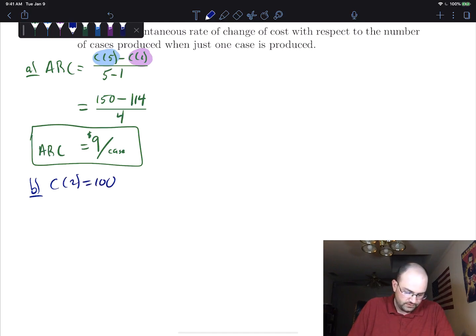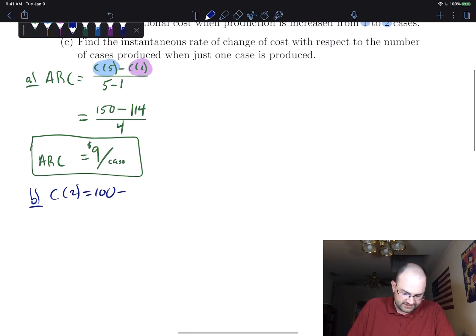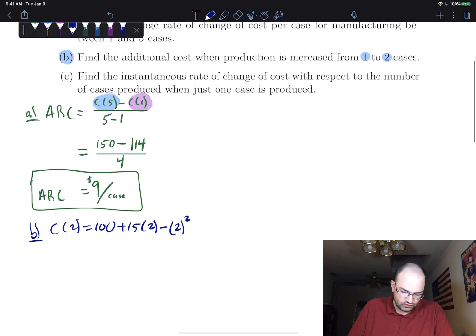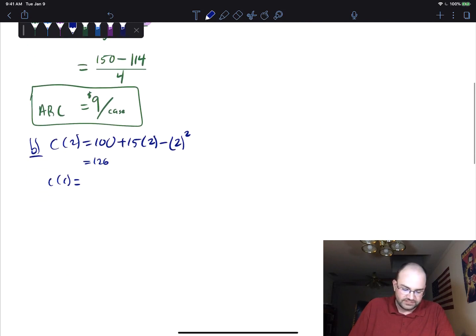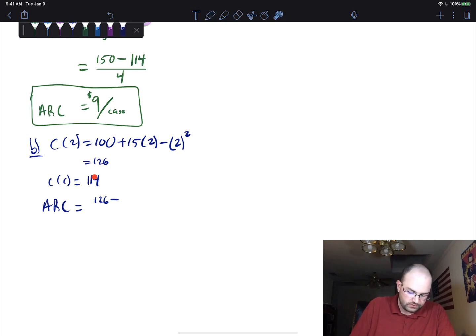So C of 2 will be 100 plus 15 times 2 minus 2 squared. 15 times 2 is 30, plus 100 is 130, minus 4, 130 minus 4 is 126. Notice again that we already know that C of 1 is 114. So the average rate of change here is simply going to be C of 2, which is 126, minus C of 1, which is 114.